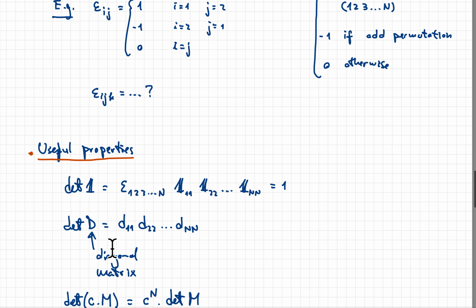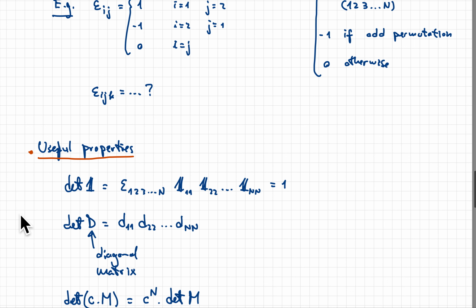For any diagonal matrix, the determinant of that matrix is just the product d_11, d_22, all the way through d_nn. So it's the product of the diagonal elements.